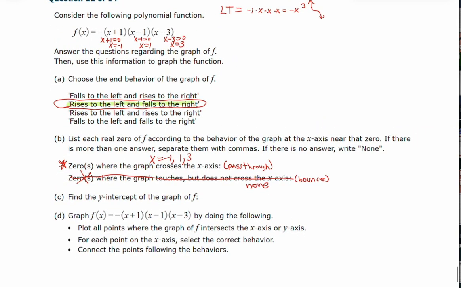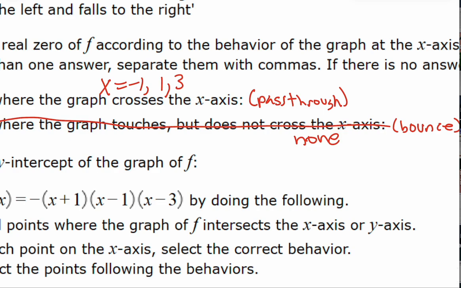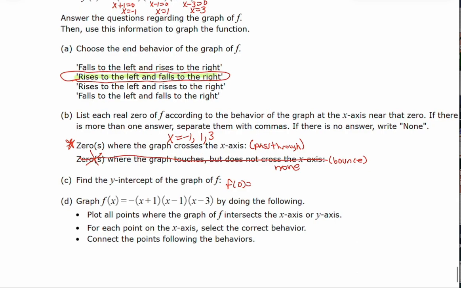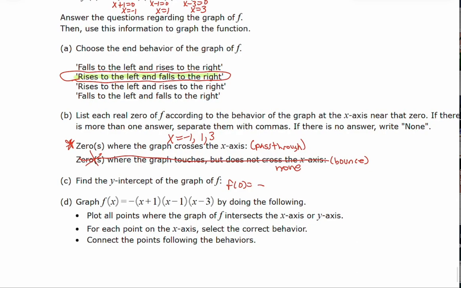The next thing they want is the y-intercept. Now the y-intercept is just plug in 0. Now when we plug in 0, we get the opposite of 1 times -1 times -3, which happens to have 3 negatives, which are going to stay negative. 1 times 1 times 3 is 3, so negative 3.